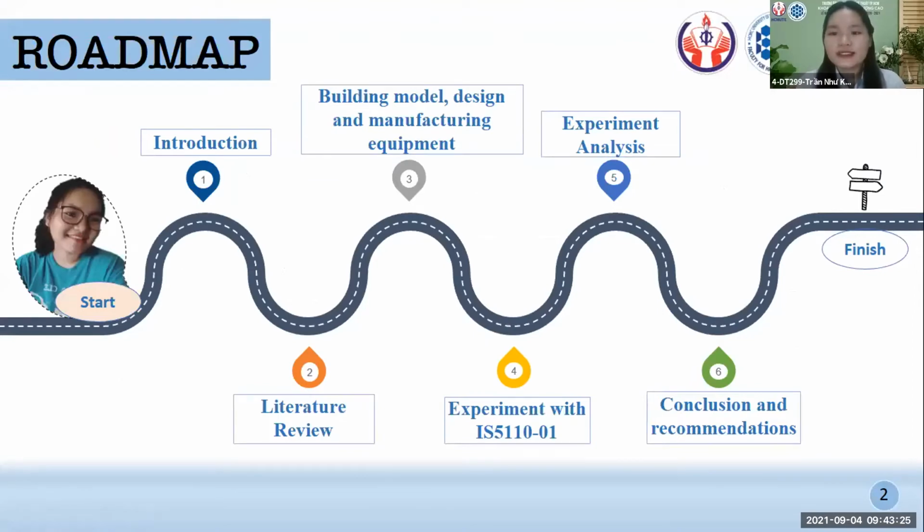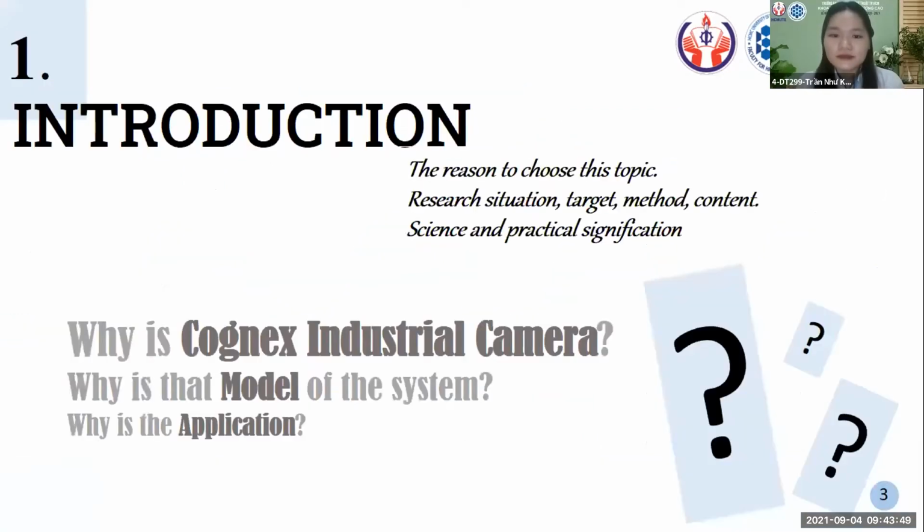My project includes six steps in the process. Firstly is the introduction, secondly the literature review, and the next parts are design, building the model and equipment. Then I will experiment with design and analysis. The last step is the conclusion and recommendation on my thesis topic.